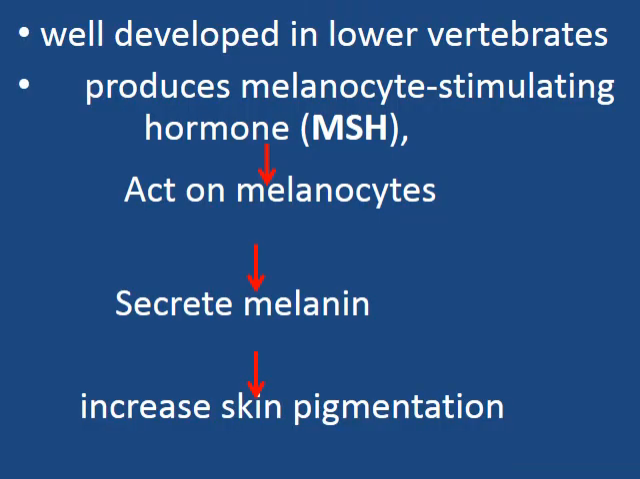The pars intermedia, well developed in lower vertebrates, produces melanocyte stimulating hormone which acts on melanocyte cells, which in turn secrete melanin, and melanin causes skin pigmentation.